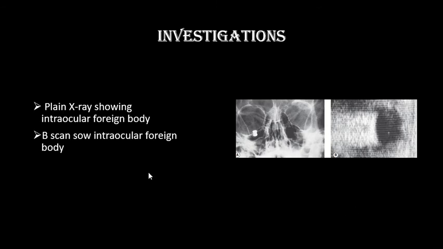The most commonly done investigation is plain X-ray. Like this plain X-ray, it shows an intraocular foreign body. We can do the B scan in these patients, which again shows a foreign body here in the vitreous cavity. So these are the different kinds of investigations which we can do according to the facilities available. With X-ray, we can rule out whether there is an intraocular foreign body or intraorbital foreign body or not. And if you have the facility of ultrasonography, you can do the B scan also.